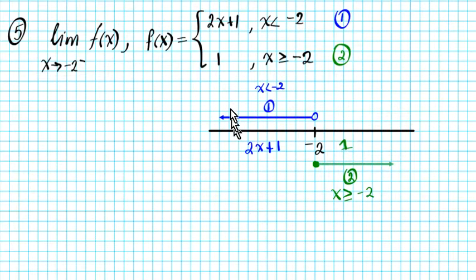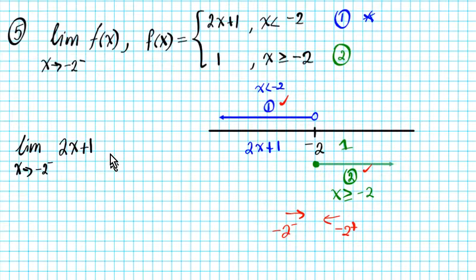So the question is, which one are we going to be using for this problem? When you're approaching negative 2 from the left, you're going to be using function 1. And when you're approaching negative 2 from the right, you're going to be using function 2. In this problem, we're approaching negative 2 from the left, so we're going to be using function 1. So this problem simply becomes the limit as x approaches negative 2 from the left of the top function, which is 2x plus 1. To finish this up, you simply substitute.